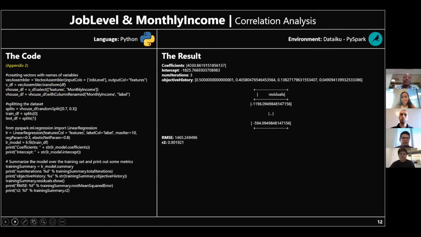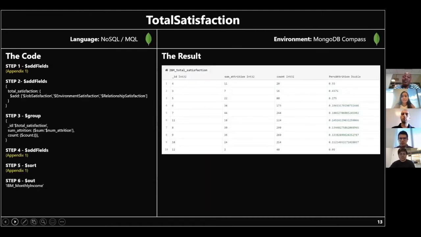Satisfaction. By using MongoDB, we have checked on the treatment of satisfaction, and we have aggregated together all 3 satisfaction scores, being job satisfaction, environmental satisfaction, and relationship satisfaction, and created a code resulting in percentage attrition. In relation to a bundled satisfaction, the results show that the aggregate satisfaction is inversely proportional to attrition.